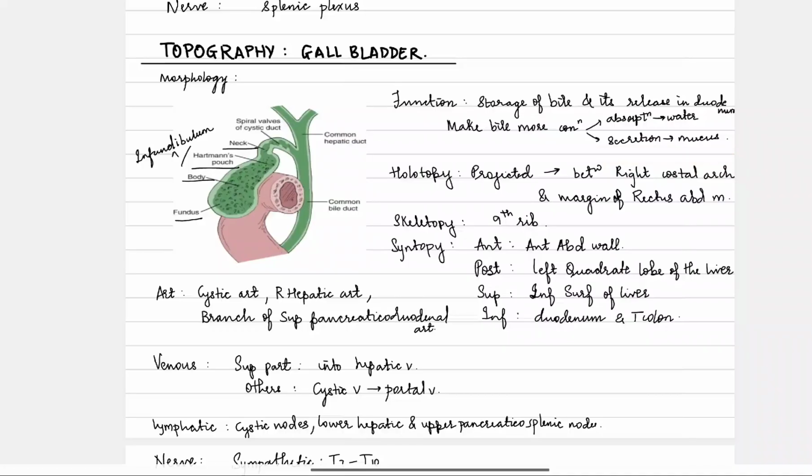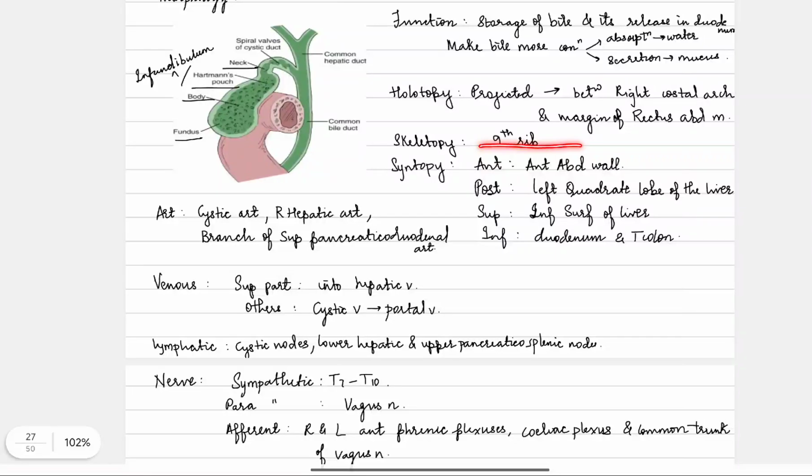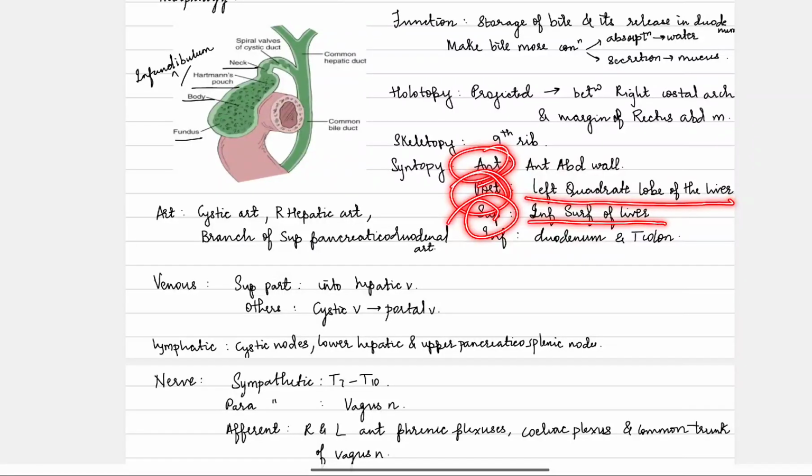which is done by appropriate dilation and contraction. It is between the right costal arch and the margin of the rectus abdominis muscle. Skeletotopy is ninth rib. Syntopy is anterior abdominal wall anteriorly; posteriorly, left quadrate lobe of the liver. Superiorly, inferior surface of the liver. Inferiorly, duodenum and transverse colon.